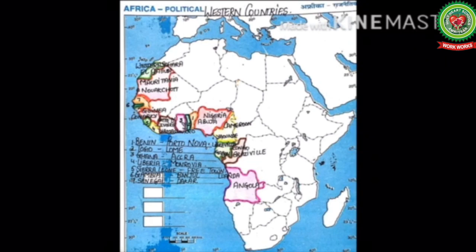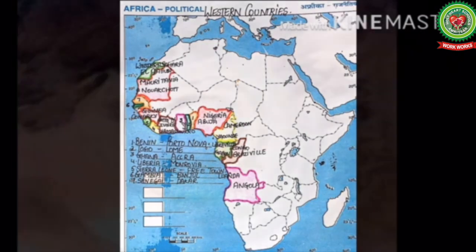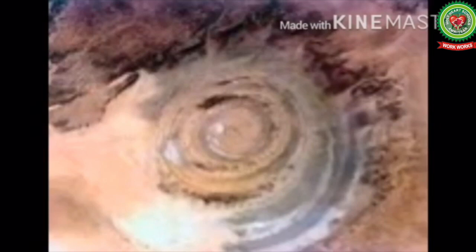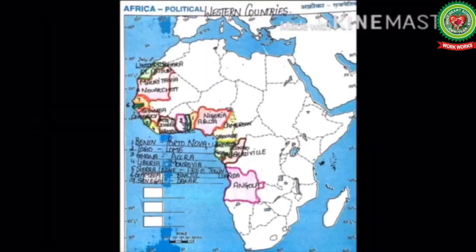The next country is Mauritania. Its capital is Nouakchott. If you see Mauritania from space, you can see a clear bull's eye, an image called the Eye of Africa. It shares its border with Western Sahara, Mali, and Senegal. The next country is Western Sahara and its capital is El Ain. This country has a typically hot climate with hot desert. It is the most sparsely populated country in the world.